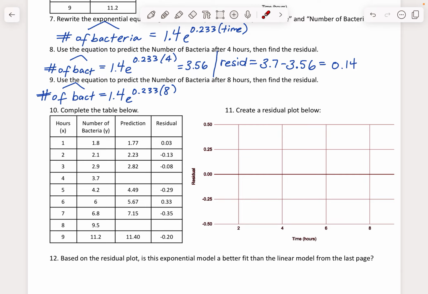For 9, you're going to do the same thing we had just done in 8, only we're going to plug in 8 hours for time. So I've set up my equation here. I want to find the number of bacteria. I need to do 1.4 times e to the power of 0.233 times 8. And what you should get out of that is 9.03.